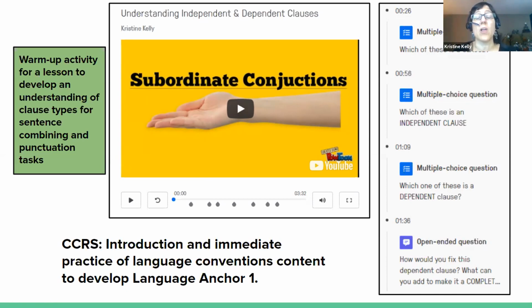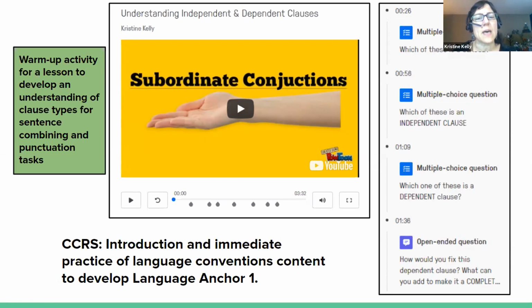How would you fix this dependent clause? Where they get the dependent clause, and right there they have to stop and add something to create a complete sentence. So again, it's nice for practice. It may not work for every student. Can they pose questions? That I haven't done, and that I would have to look at more.